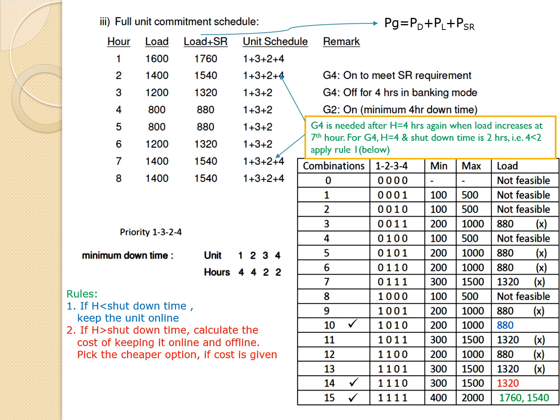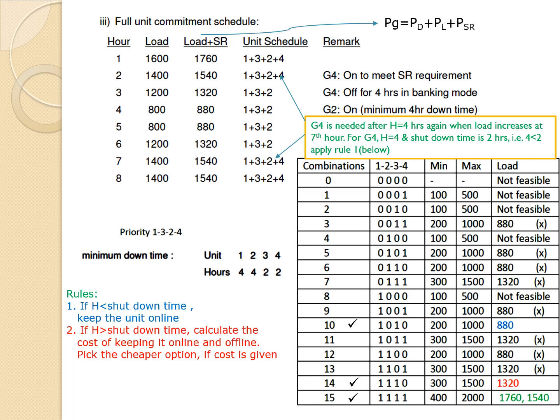Now before writing this unit schedule, which has been shown in column number 4, we can make a binary combination of all the 4 units. Because there are 4 units, the total number of combinations will be 2 to the power n, that is 2 to the power 4. If we calculate 2 to the power 4, the combinations will be 16.